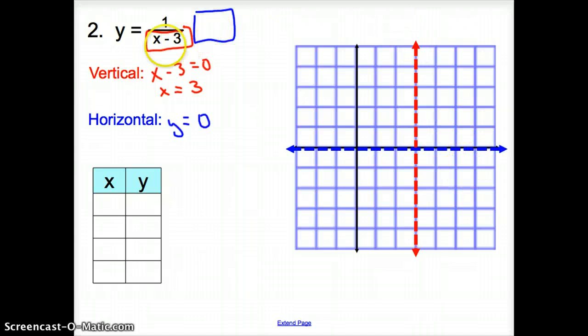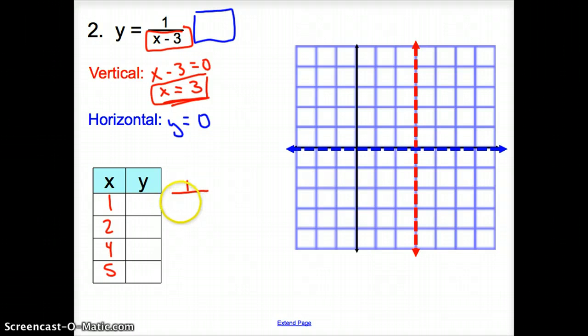What are our numbers now that we put in the table? Here, our vertical asymptote was at 3, so I'm going to go 2 below and 2 above this 3. Those are the numbers I'm putting in the table. So we go 2 below, which is 2 and 1, and then on the other side of the table, it's 4 and 5.